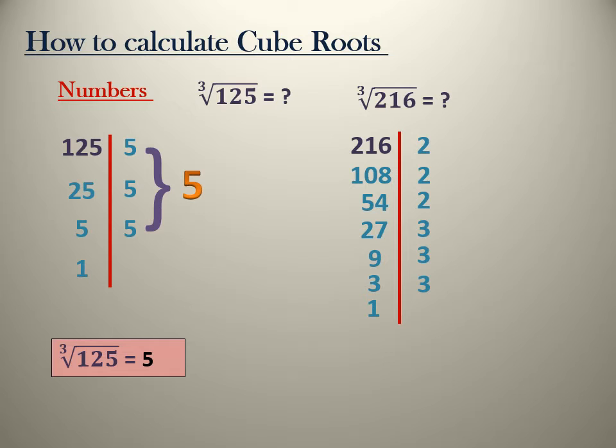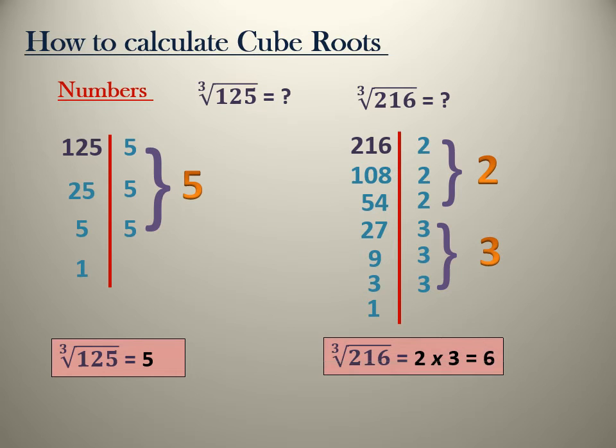We have three 2s and three 3s. We will take 2 from the repeated 2s and one of the repeated 3s. Now we have 2 and 3 to multiply. 2 times 3 equals 6. So the cube root of 216 equals 2 times 3, which equals 6.